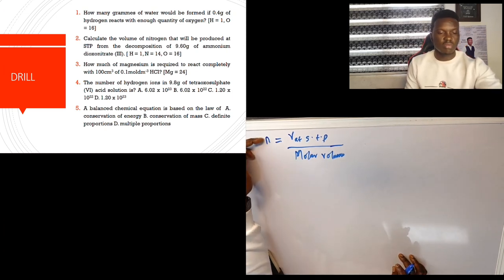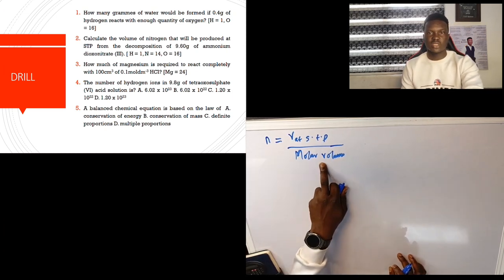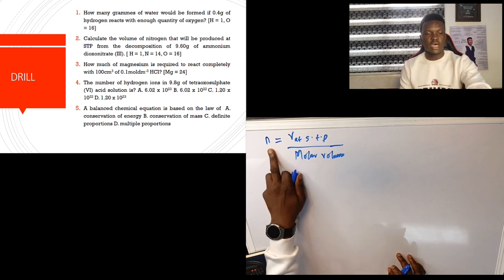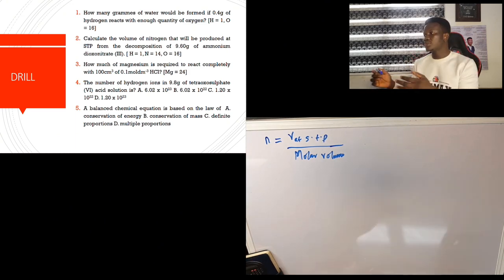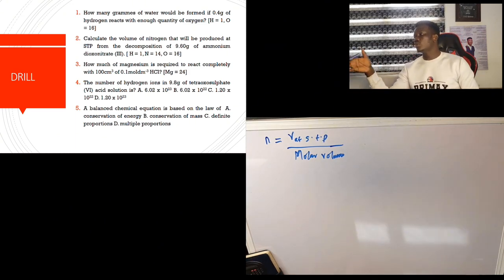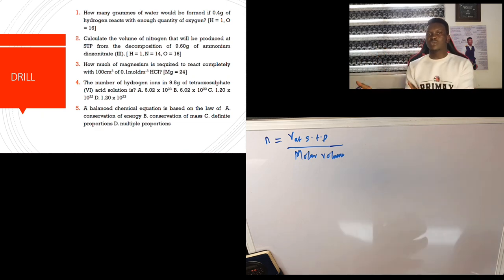So you need to know number of mole and molar volume. Molar volume is 22.4 dm³. So now, how do I get number of mole? Again, from the balanced equation. So let's read the question. Calculate the volume of nitrogen that will be produced at STP from the decomposition of, you are given the mass of ammonium dioxonitrate(III). Now that you know the mass of ammonium dioxonitrate(III), you can balance the equation.